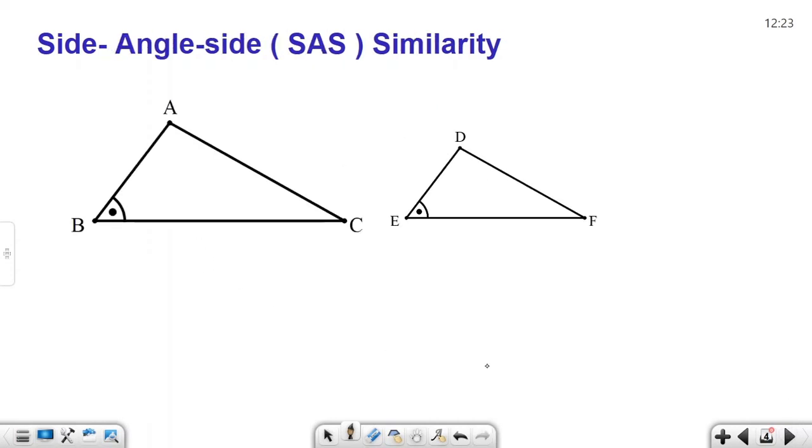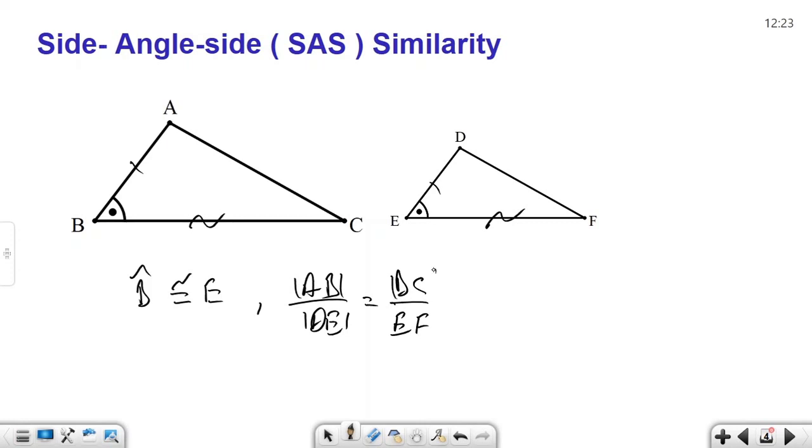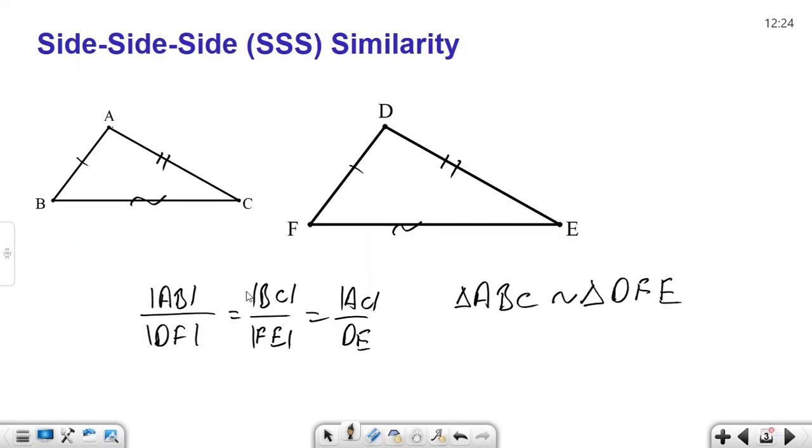Okay, side-angle-side. So we have a common side here, but we don't know three sides. We have only BA and DE, BC and EF. If angle B is congruent to angle E and the length of AB over DE is equal to BC over EF, I can say again these two triangles are similar, not congruent, similar. We are talking about similarity. So similar triangles, and we write a proportion. As you see, these are proportions, that's another proportion, we are writing proportions.